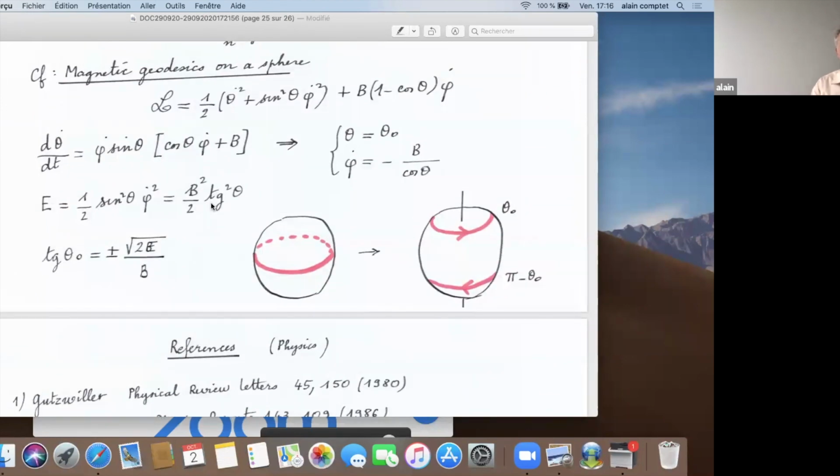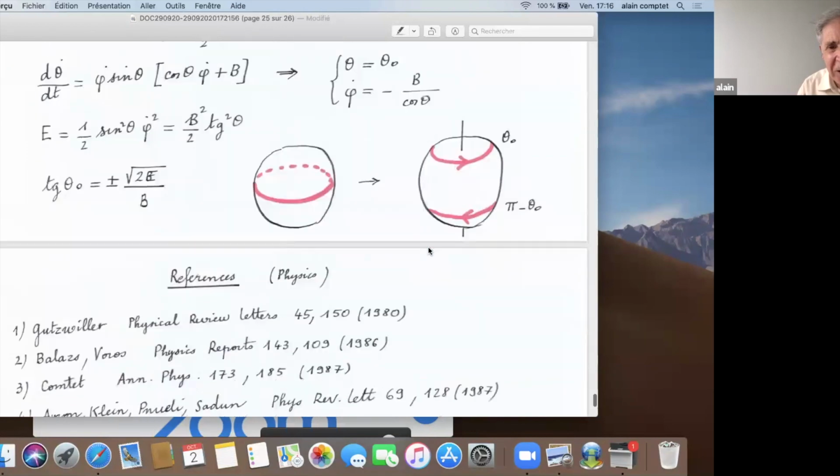So this means that for a given energy, you have two possible geodesic trajectories, which are given by tangent theta 0 equal plus or minus square root of 2E over B. This would be the trajectory in the absence of magnetic field. When you put the magnetic field, this trajectory splits into these two trajectories here. This is exactly what happens in our case, and this explains part of the physics of this Selberg formula.